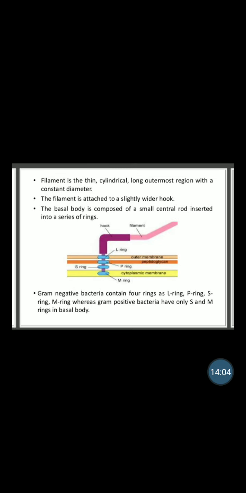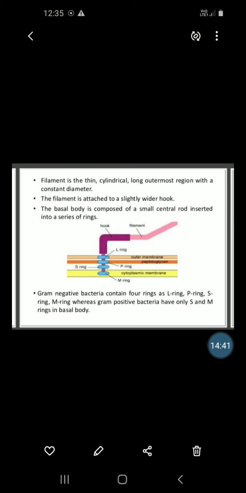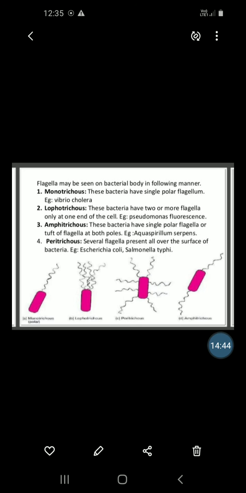Gram-negative bacteria contain 4 rings: L ring, P ring, M ring and S ring. In gram-positive bacteria, only the S and M rings are present. So keep in mind the difference between gram-positive and gram-negative bacteria. Gram-negative bacteria contain 4 rings, that is L ring, P ring, S ring and M ring, and gram-positive bacteria contain 2 rings, that is S ring and M ring.